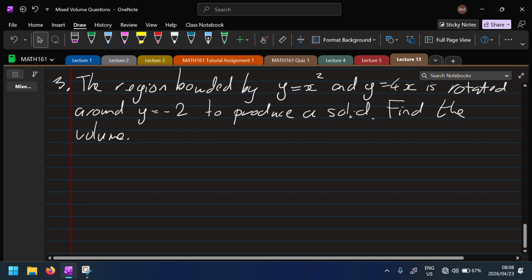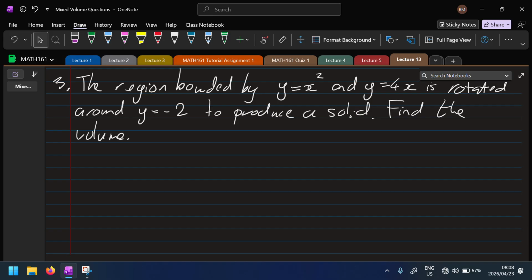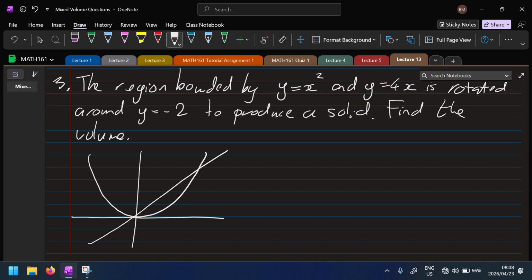Okay, so same idea as always. We do a little sketch of the bounded region, sketch the volume, and then figure out what method to use. So y equals x squared, easy enough, something like that. y equals 4x, something like that. It doesn't have to be super neat as long as you get the idea of what it looks like.